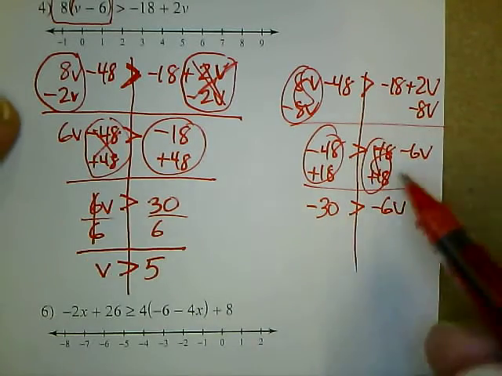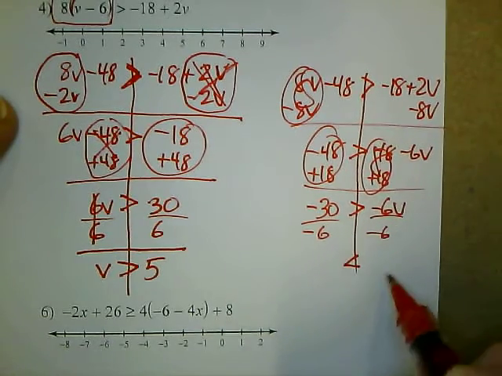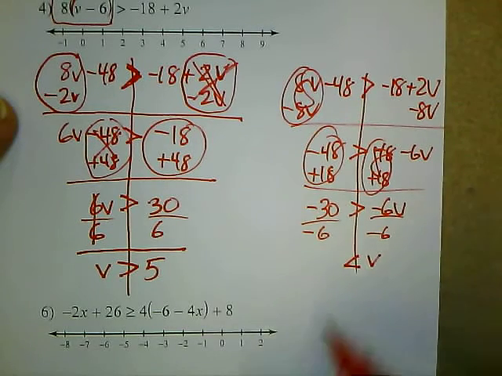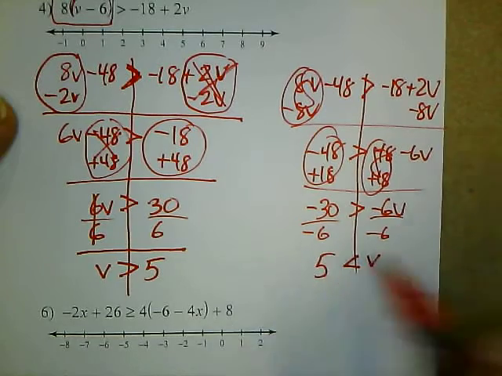Because see all these negatives? It drives me nuts. So then I would divide by negative 6 and I would flip the sign. I would have a v here. And negative 30 divided by negative 6 is 5.